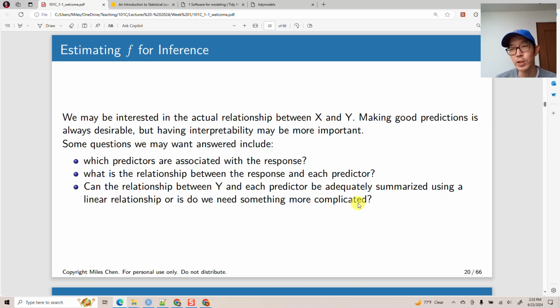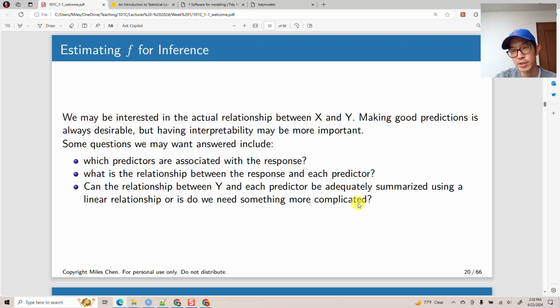The other motivation we have for estimating f is inference. That is, we're trying to understand the relationship that exists between x and y. Sure, making predictions is always desirable, but in some cases having good interpretability might be more important than the predictions, okay? Being able to understand what is happening, how to explain the relationship between x and y, might be the more important aspect.